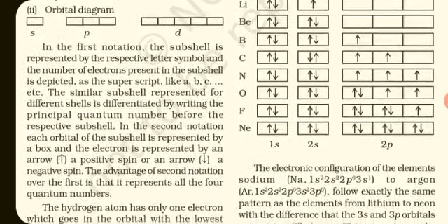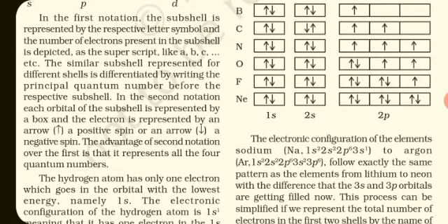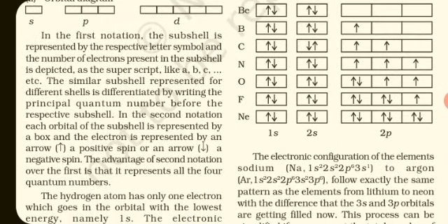Now in the first notation, the subshell is represented by the respective letter symbol, and the number of electrons present in the subshell is depicted as the superscript. जैसे सिर पे टोपी लगाते हैं ना, वैसे ही सबशेल के ऊपर a, b, c लिख सकते हैं. And the a, b, c are the number of electrons according to the atom or atomic number. The similar subshell represented for different shells is differentiated by writing the principal quantum number before the respective subshell. We'll see one by one. So try to remember this.